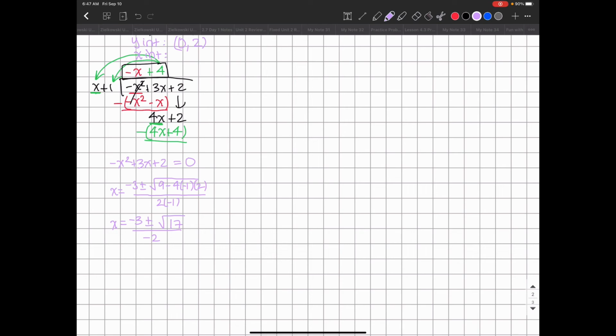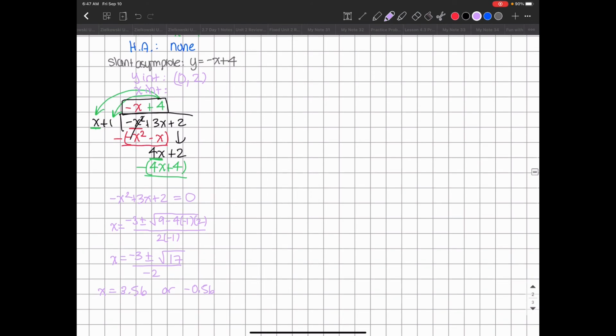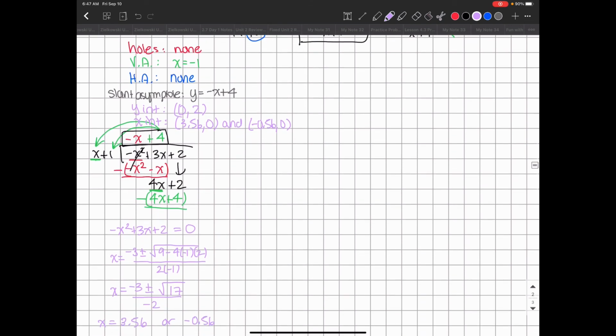I don't know, let's use a calculator for this. Anyways, I'm going to get x is about 3.56, or x is negative 0.56. So those are going to be my two x-intercepts. So (3.56, 0) and (-0.56, 0). And then I'm going to make my graph. So now I have all my important information, and I'm going to plot these points.